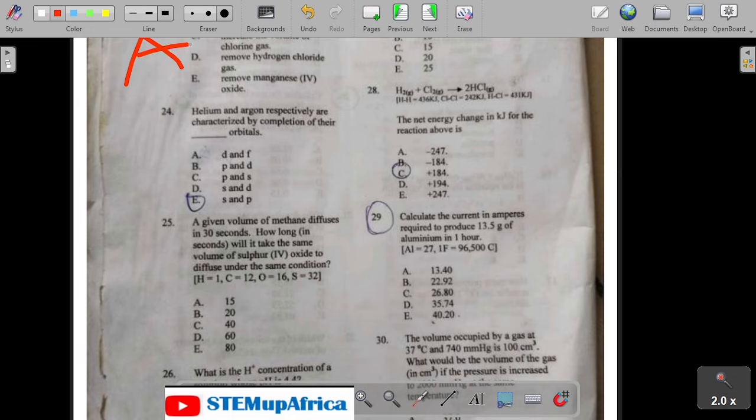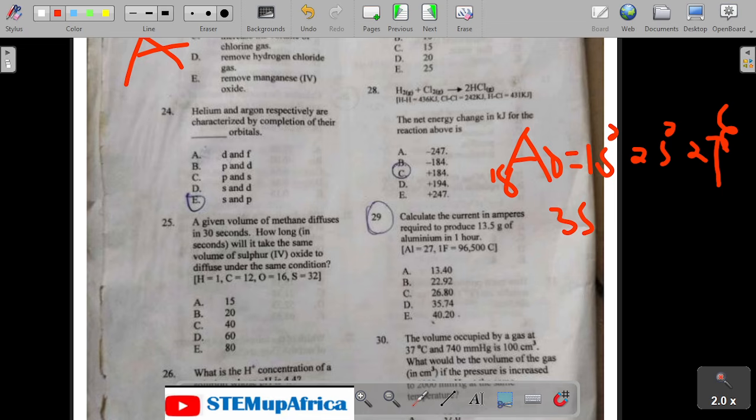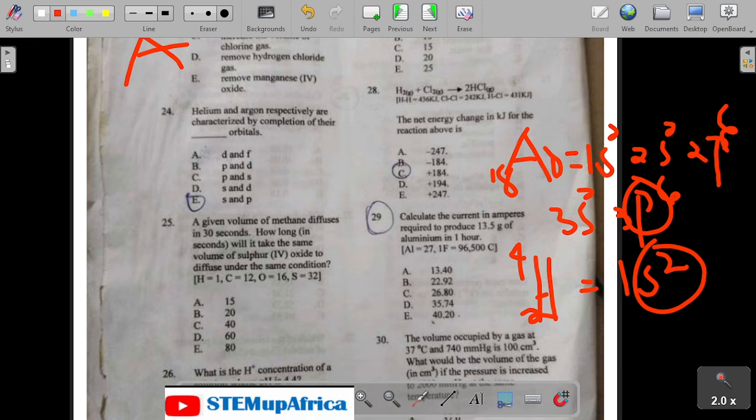Let's look at 24. Helium and argon are respectively characterized by their completion of what? Dash and dash. Helium and argon. Argon is number 18. So if I have argon, Ar 18, I'll have 1s2, 2s2, 2p6, 3s2, 3p6. How many is here? This is 10, 18. So it's P. The helium is 4, 2. You're having 1s2. So it's S and P. S and P, which is E.